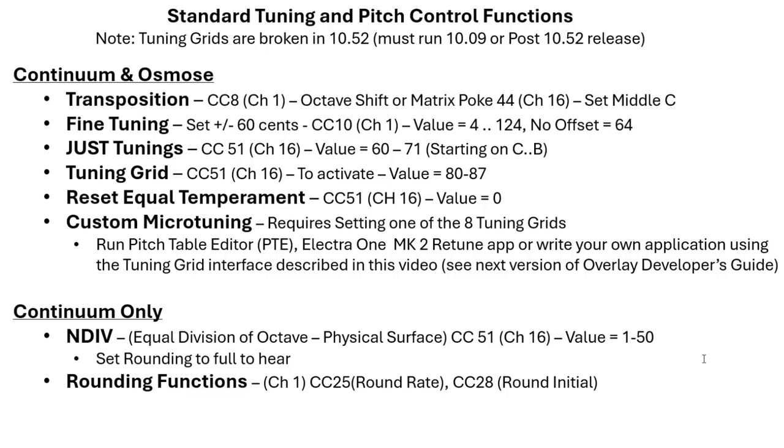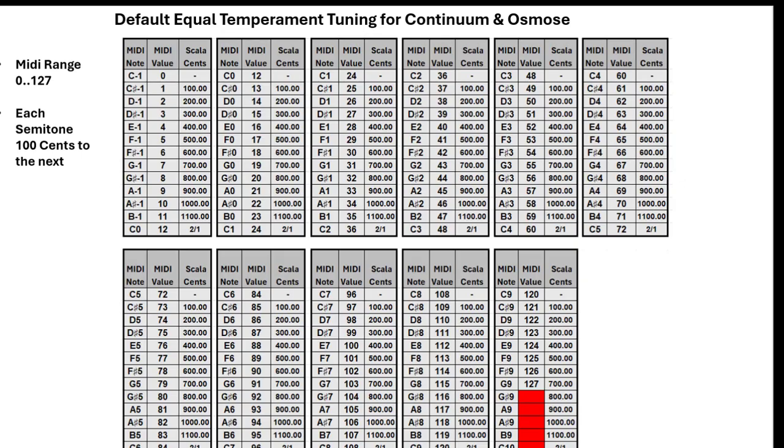So now let's talk about how you can actually program your own tunings. Let's start by looking at the standard MIDI table. Here, MIDI note values 0 to 127 are associated with pitches that you normally are used to.